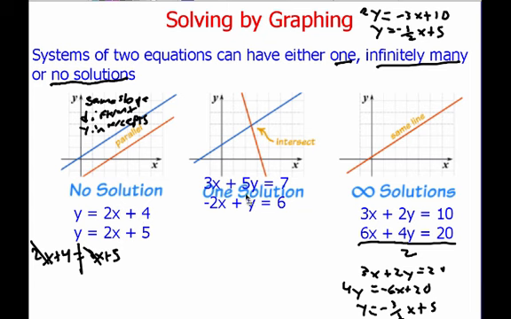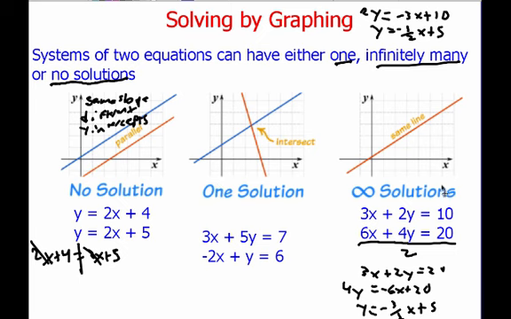If they're parallel, so same slope, different intercepts, then they have no solution. If they're the exact same line, meaning one of these is a multiple of the other, or if we put them in slope-intercept form, they're the same line, then they have infinitely many solutions. And finally, if they are not parallel, and they are not the same, then they have exactly one solution. These are our three options. So let's do some examples.